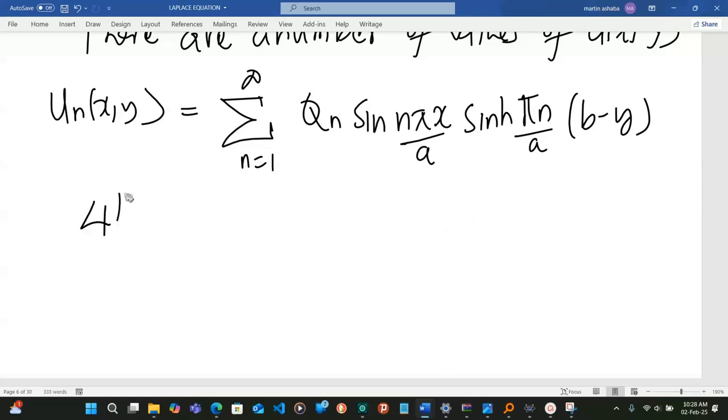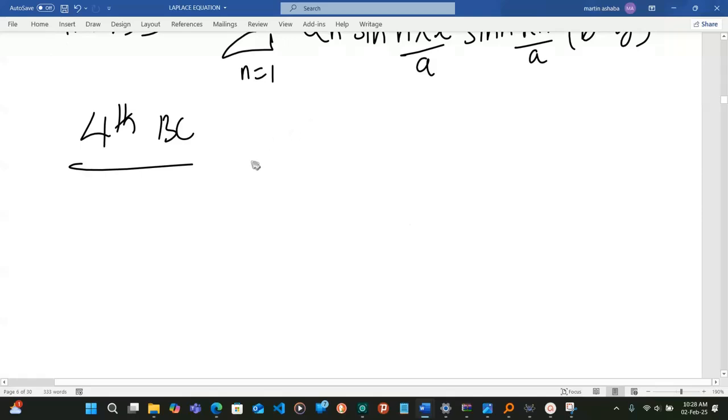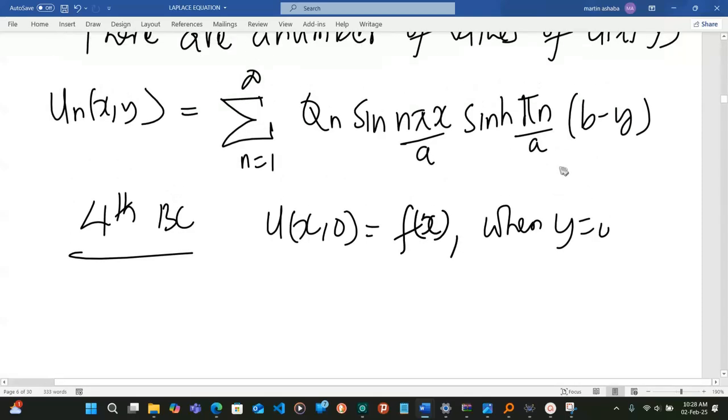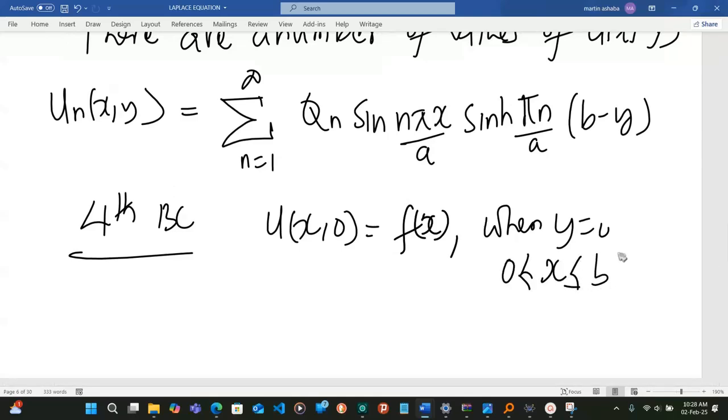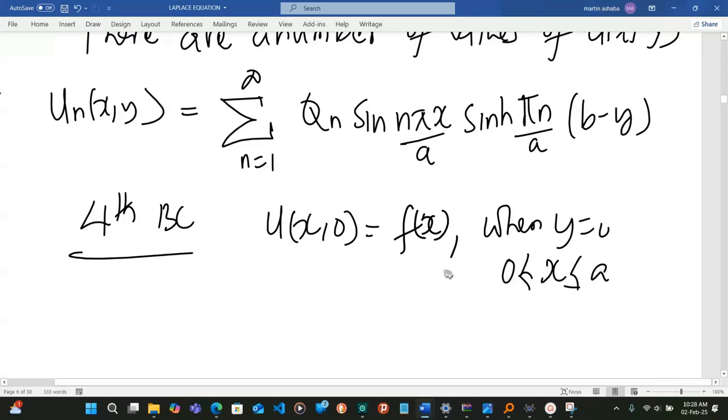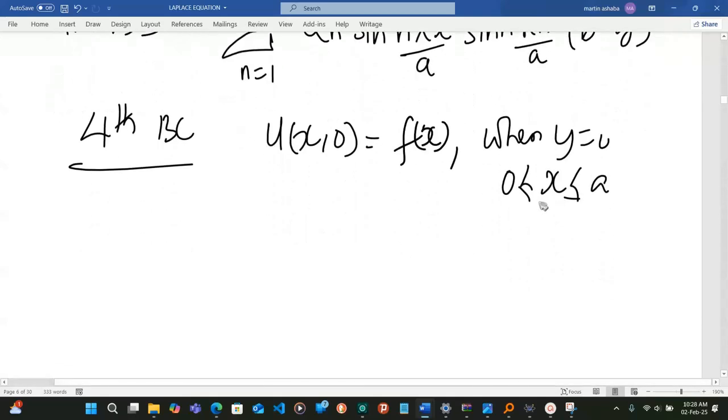So let's apply the fourth boundary condition. And the fourth boundary condition, you know that u(x,0) is equal to a function of x. That is when y is equal to 0. Obviously, for the range of values of 0 less than x less than a. This is supposed to be a. So now, what does that tell us? We can get now f(x).